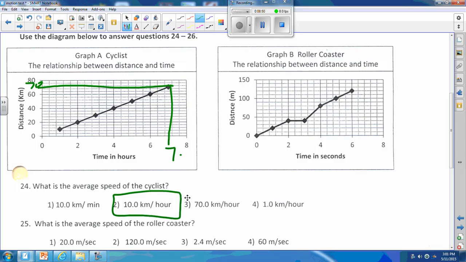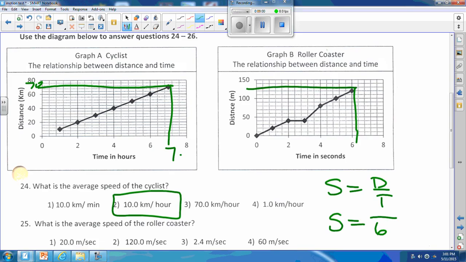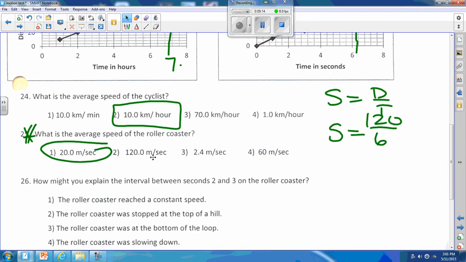What's the average speed of the roller coaster? Well, here we go. 6 is the time. Speed equals distance over time. 6 is the time, and the distance in 6 is about 120. So the speed is going to be 20 meters per second. Some of you got this wrong. Be careful. You were able to use a calculator. And this one, shame on you, you've got that wrong. Units. Be careful.